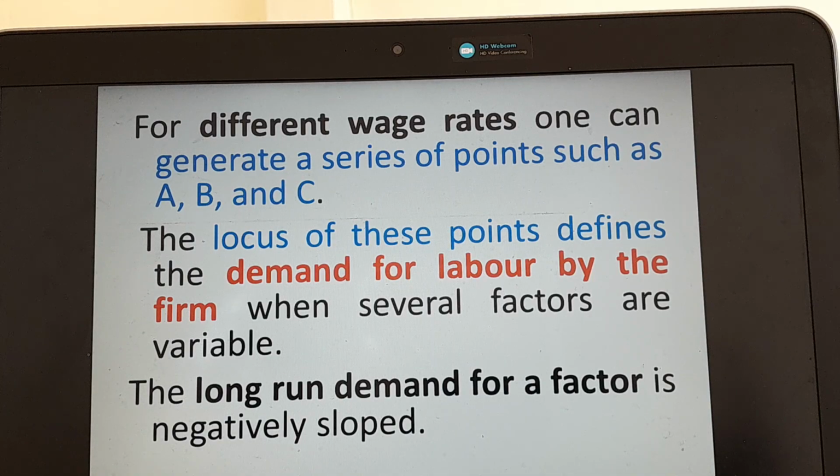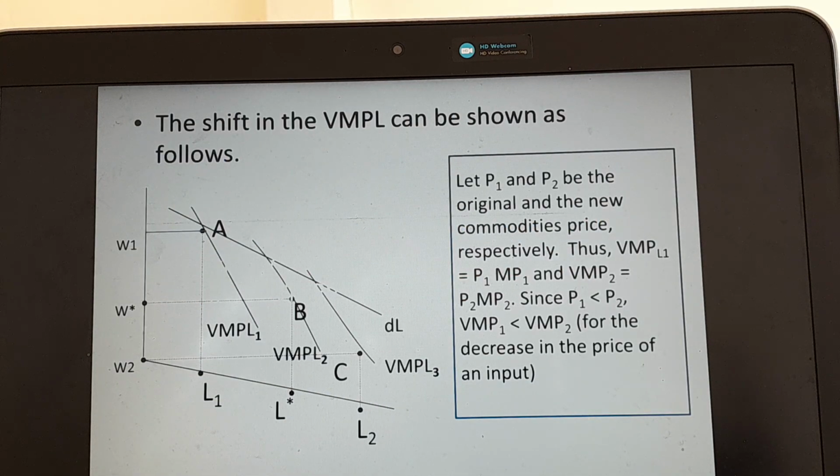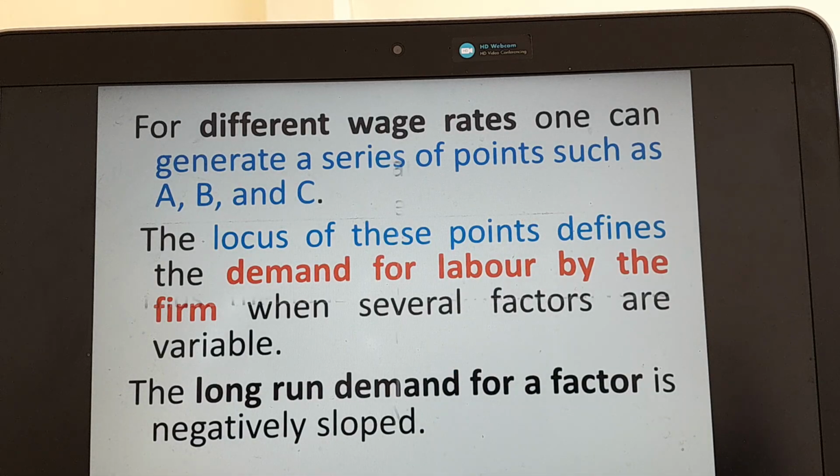The long run demand for a factor is negatively sloped. In the short run, it is also negatively sloped. Again, in the long run, the demand for labor is negatively sloped. You can look at this one: the demand for labor is negatively sloped. That means this is the negatively sloped demand for labor. The value of marginal product at different points tells us about the movement of the value of marginal product of labor from left to right.